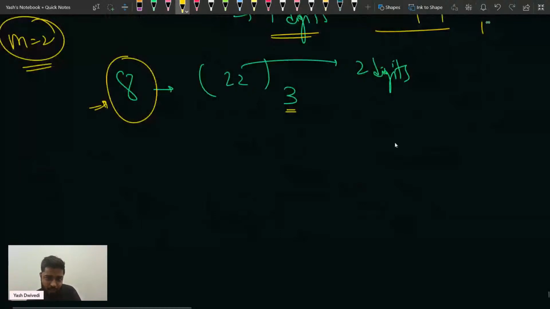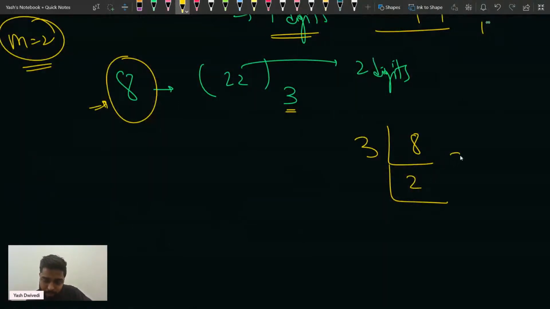So how did you get this 22? If you divide 8 by 3, you get 2 as the remainder. Then you divide the quotient 2 by 3, and the remainder is 2 again, and the quotient is 0. You write it upwards, so this is nothing but 22. Similarly, if you have to represent it in base 4, you divide.